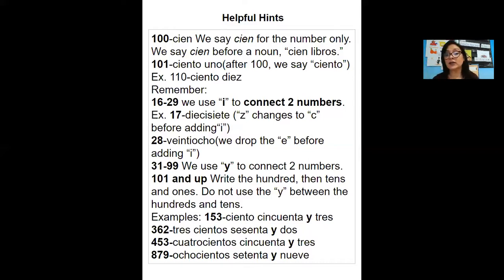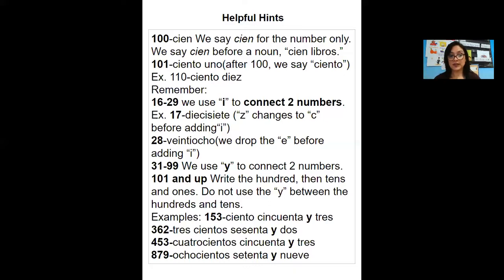31 to 99, we use Y to connect two numbers. For example, 31, treinta y uno, 32, treinta y dos. For 100 and up, remember to write the 100, then the tens and the ones. We don't use the Y between the hundreds and the tens. We don't say ciento y cincuenta y tres. We just say ciento cincuenta y tres.